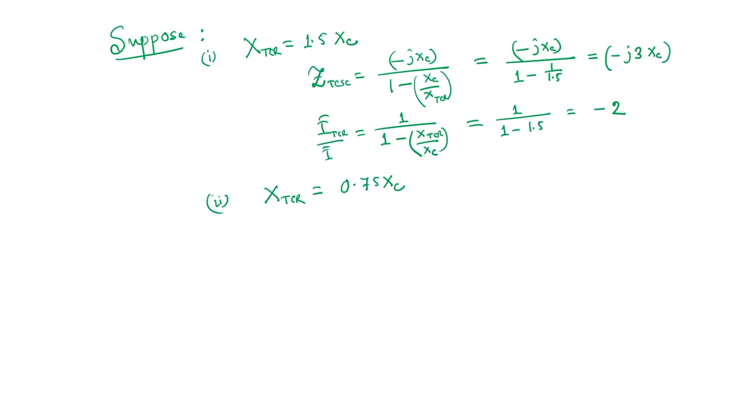Now, what is the mode of operation? Without having seen anything, since the overall impedance is negative, this is a kind of capacitive mode of operation. Here, the ratio of this current is minus 2 and this is minus j3X_C.